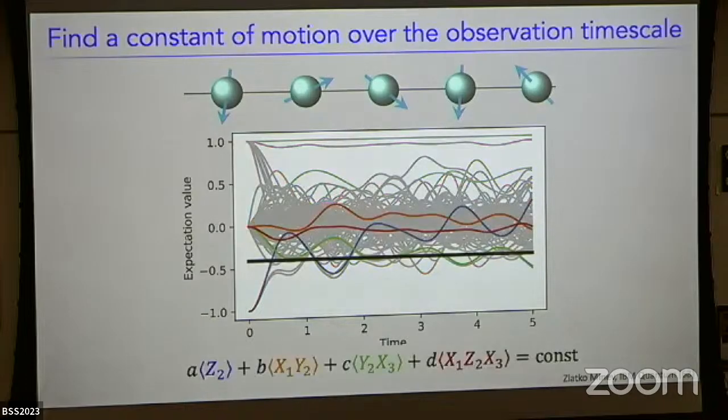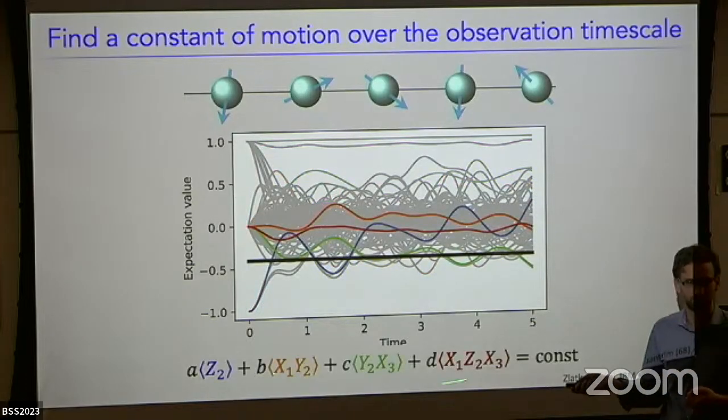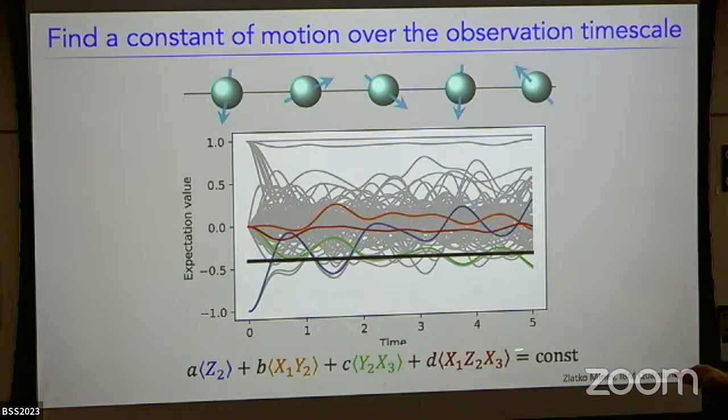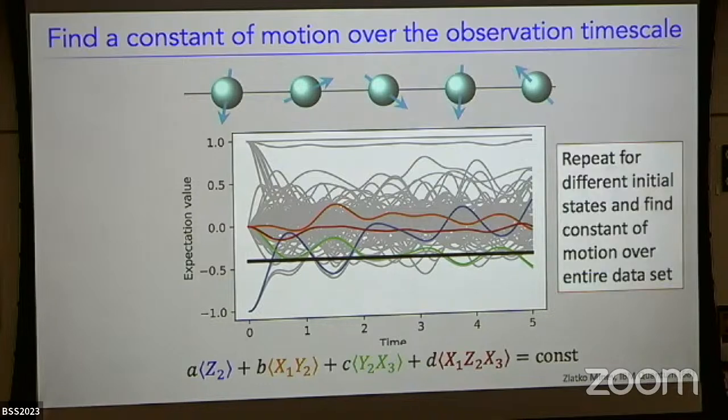What if I find that by combining four of them, the sum of these four observables as a function of time is a flat line? That starts to look like a conserved quantity. Of course, this is all finite time, so who knows what happens at exponentially long times, but at least at this finite time and finite size, I can see something that looks approximately like a conserved quantity. To be more convinced, we can also do this with different initial states and see that these operators always give you a constant.